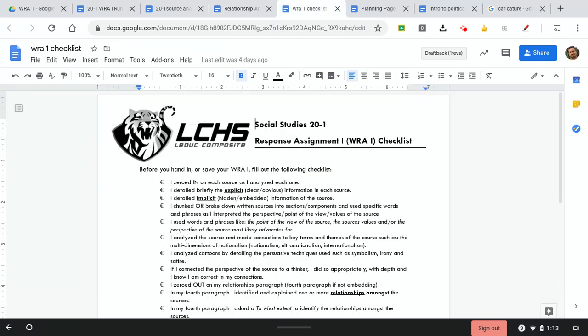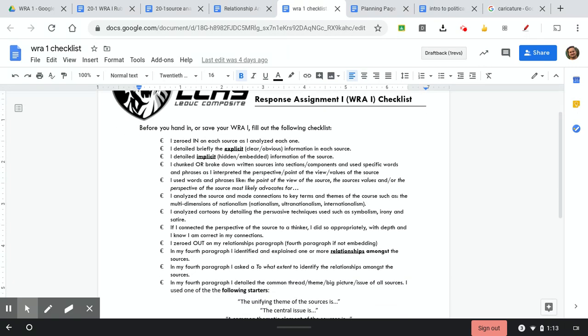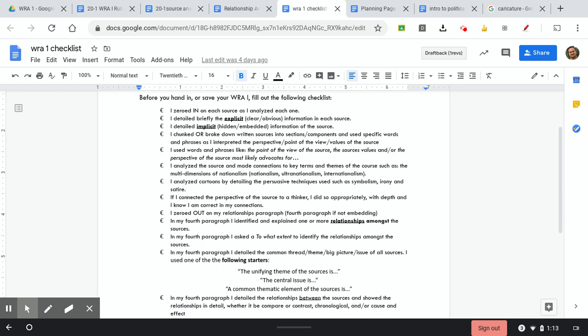Now let's get into a checklist here. Again, doesn't matter if it says 20-1, it's the same for 10. These first parts here, this is essentially IVDT. Use the checklist. If you can check the things off, you're good. If you can't, you're in trouble.